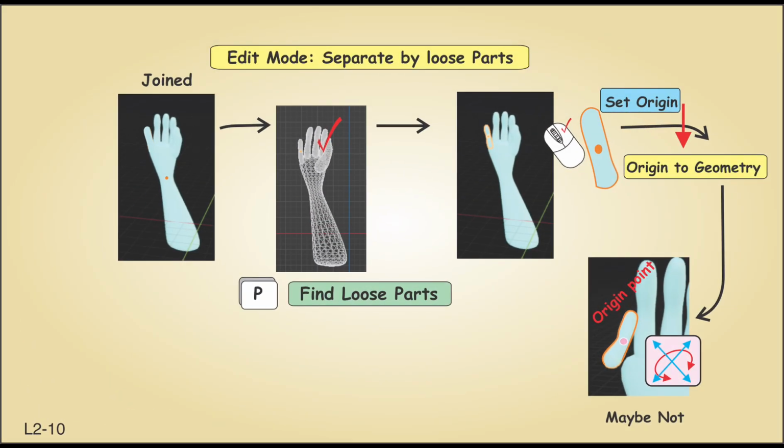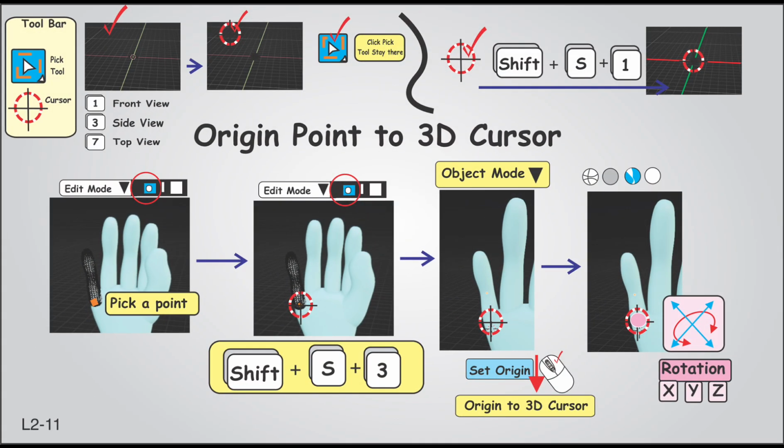When parts are joined, they have 1 pivot point. In edit mode, only if you pick P, separate by loose parts, all the parts have different pivot points. An easy fix is to pick set origin to geometry. That works okay, but to rotate fingers we might want to use the cursor to help. I used the cursor 3 ways.